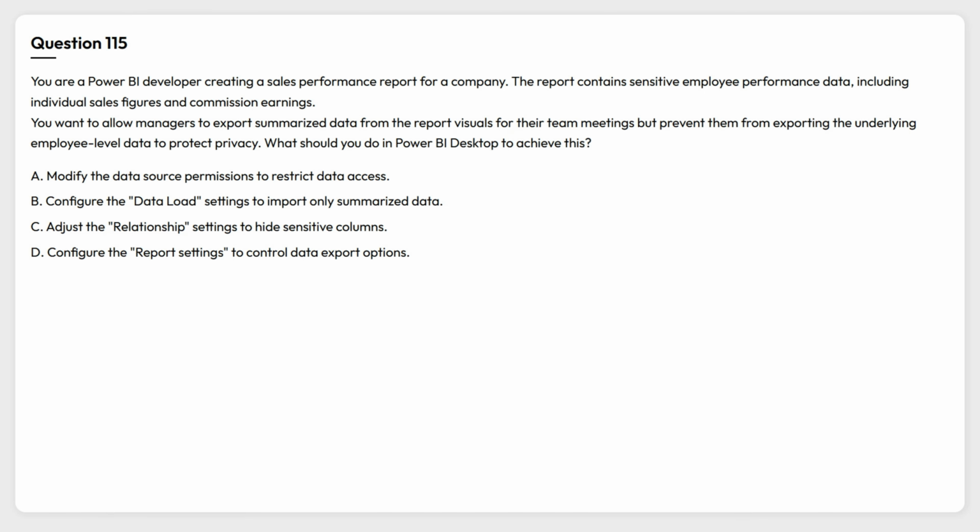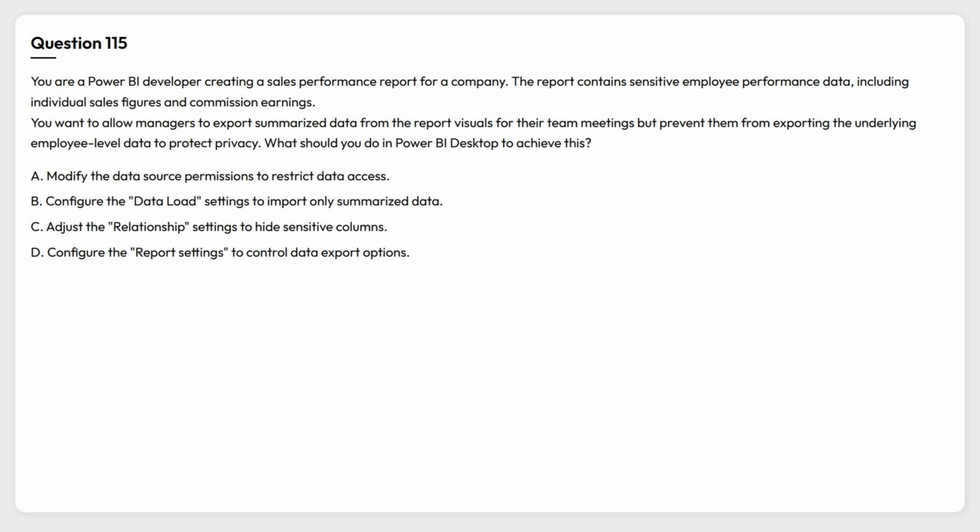Question number 115. You are a Power BI developer creating a sales performance report for a company. The report contains sensitive employee performance data, including individual sales figures and commission earnings. You want to allow managers to export summarized data from the report visuals for their team meetings, but prevent them from exporting the underlying employee level data to protect privacy. What should you do in Power BI Desktop to achieve this?